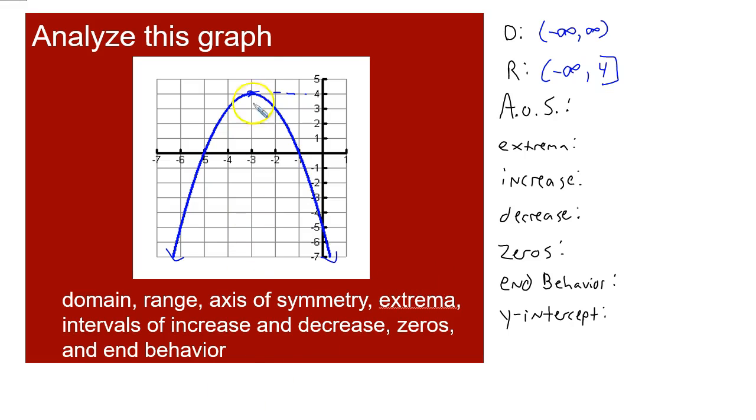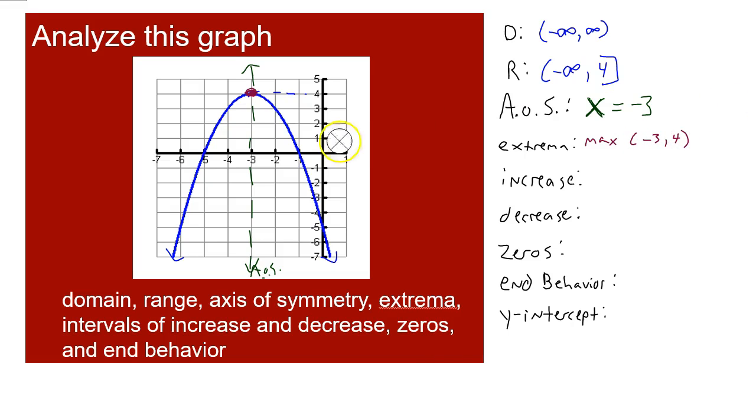The axis of symmetry is that invisible line that travels down through the function. This is the axis of symmetry right here. Well, it is x equals negative 3. Remember, you have to have the x equals. That's important. You can't just put negative 3. That's a number, not an axis of symmetry. All right, the extrema. Well, I want to communicate what type of extrema this is. Is it a minimum or a maximum? The highest point here is a maximum. I'm just going to put max there, and the maximum is at the point negative 3 comma 4.